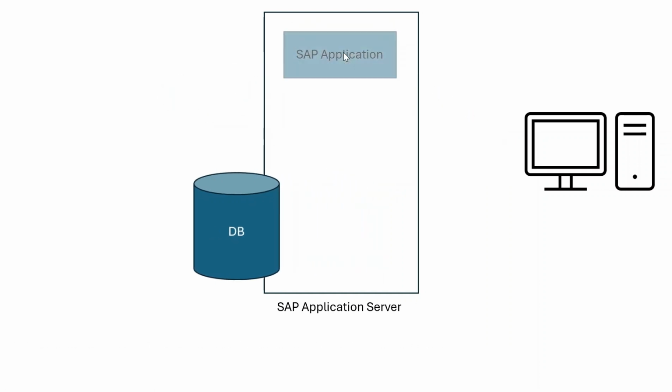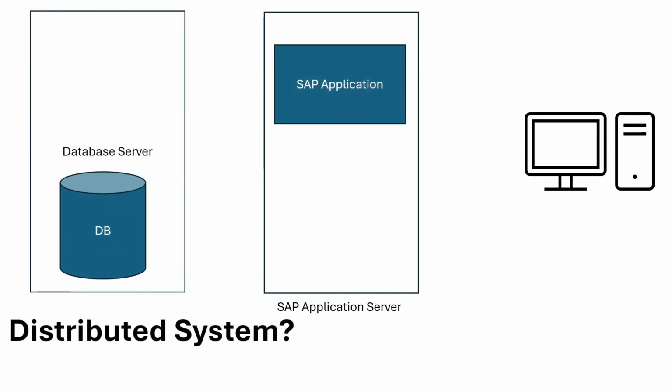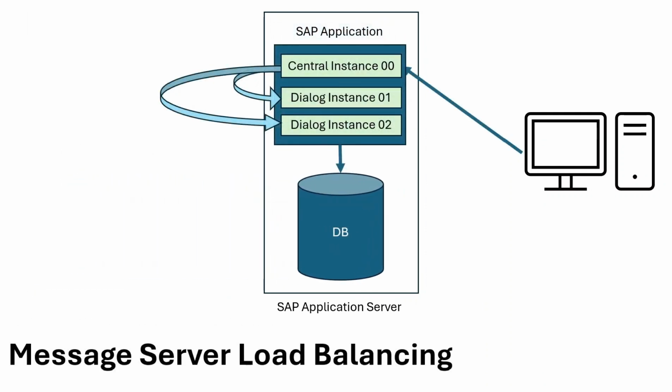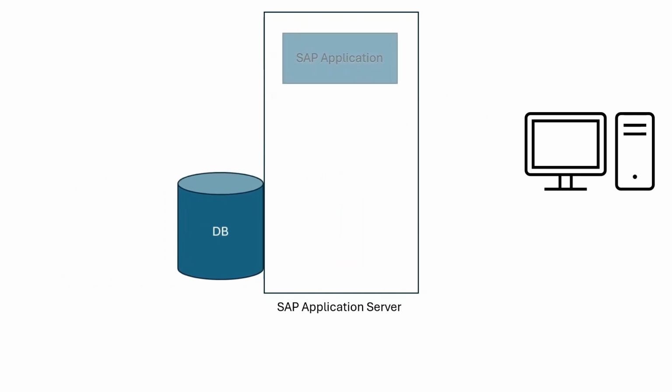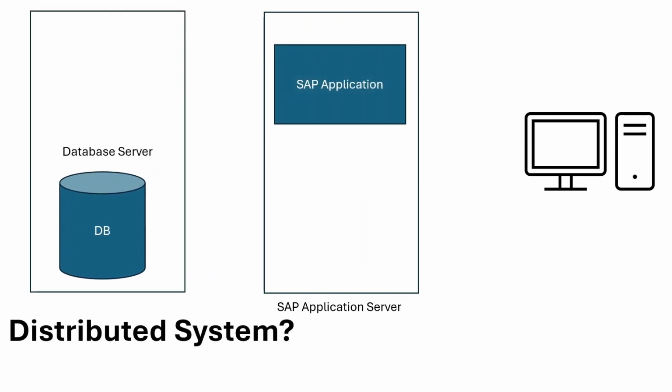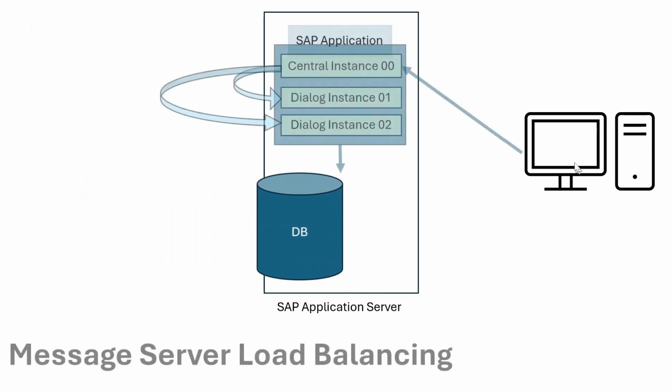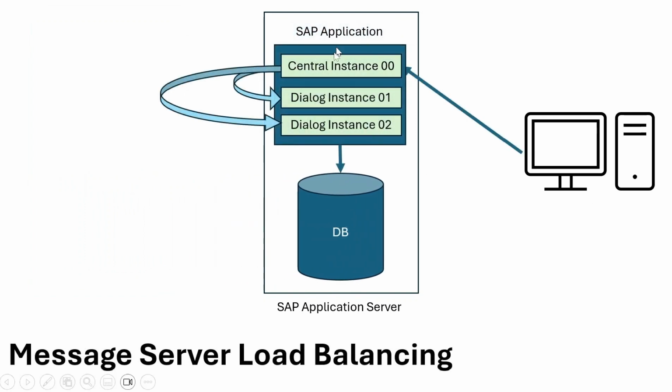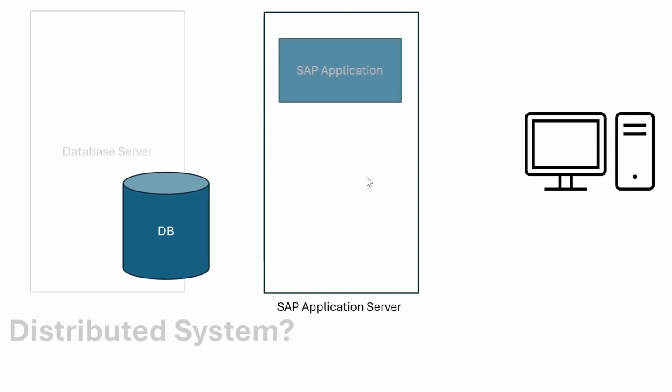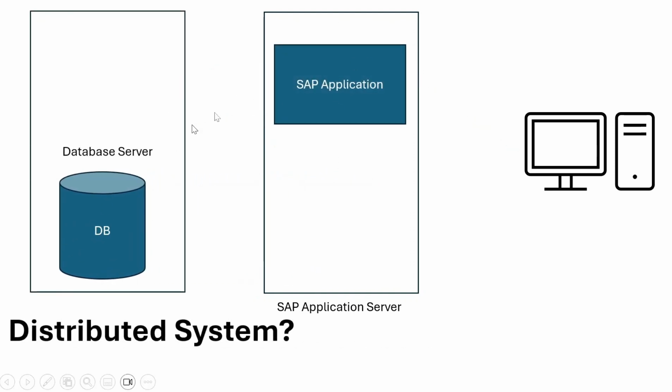Okay. All right. Now we were talking about the standalone server. Now let's talk about the distributed server. In previous slides we saw that the SAP application and database can be put together in a single server. But what happens if we put the two in two different servers? Install the SAP application here and install the database here. Does it call distributed system?